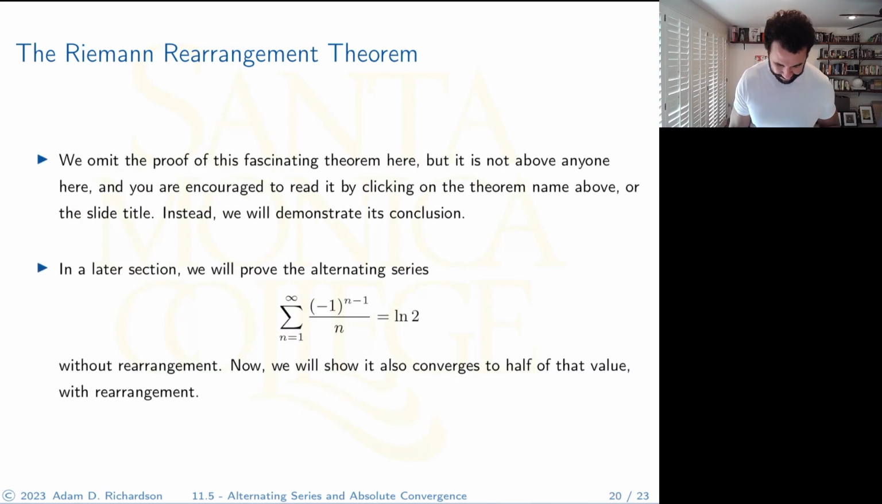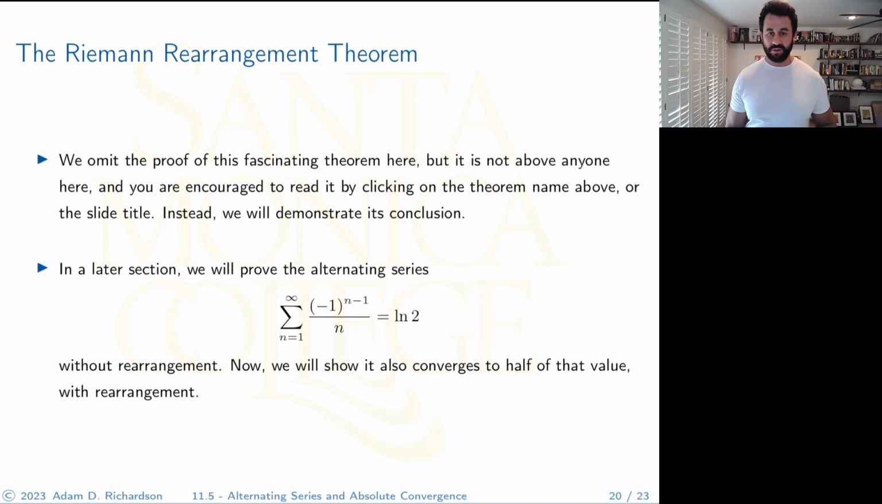So we're going to omit the proof of that here. It's a fascinating theorem. You can read the proof on Wikipedia. The proof is actually not above the ability of anybody in this class. You could read it and understand it if you read it carefully and walk through it slowly enough. But instead, what we're going to do is demonstrate the conclusion. We're going to show that we can get the alternating harmonic series to add up to two different things just by rearranging the terms a little bit.